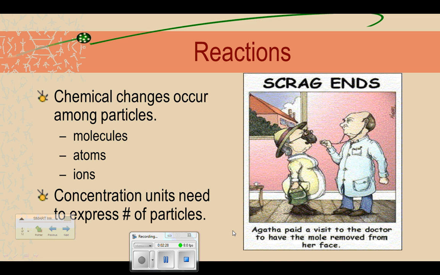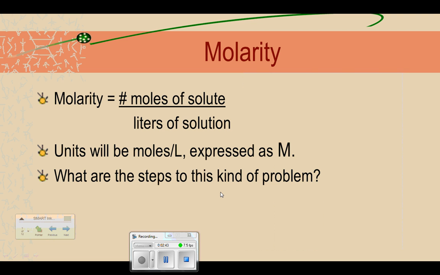Okay. The second of our units is going to allow us to do things in terms of numbers of particles. And you may remember that when it comes to numbers of particles, we are going to measure things in moles. So our next unit is going to use moles, and it's called molarity. And molarity is the ratio of the number of moles of solute to the total liters of solution. So it's a lot like mass percent, and at the bottom is a total amount that you use. The units here will be moles over liters, and we can abbreviate moles per liter as just capital M.